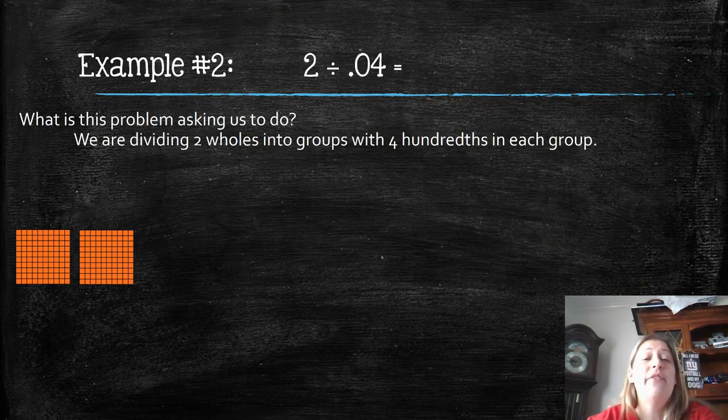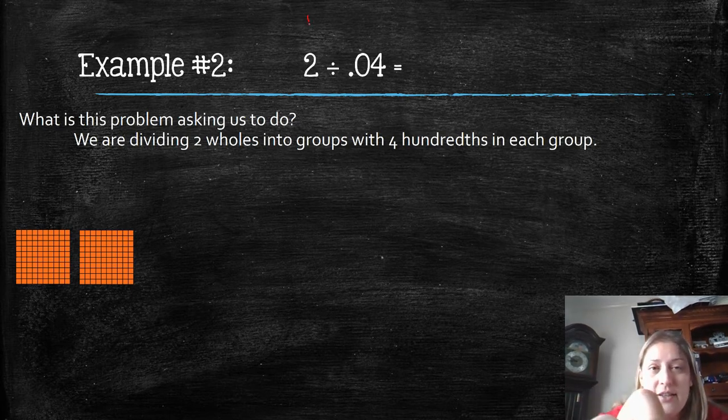Our next example, 2 divided by 4 hundredths. This problem is asking us to take 2 wholes and split it into groups with 4 hundredths in each group. So we are dividing by a decimal, so we want to think of our divisor as the size of each group we're going to make. So the group size for this problem is our hundredths, 4 hundredths to be precise. So we're going to take our dividend and divide it into groups of 4 hundredths in each group.